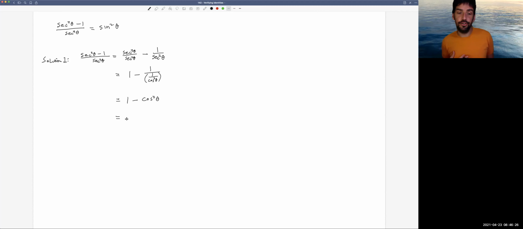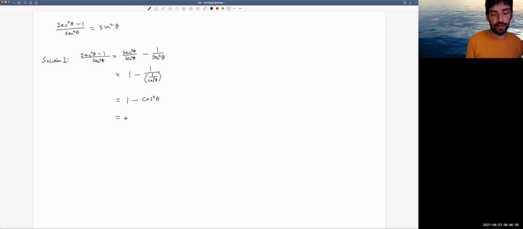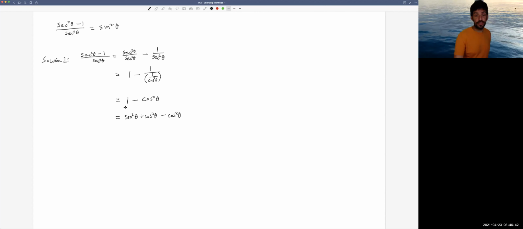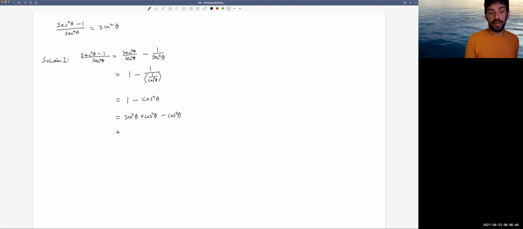And then I also know that we have the identity that sine squared plus cosine squared theta is equal to 1. So I can replace that 1. Right, this 1 became a sine squared theta plus cosine squared theta, and we get that then cosine squared theta minus cosine squared theta is 0. So we have sine squared theta.